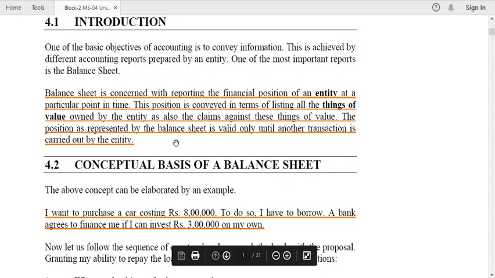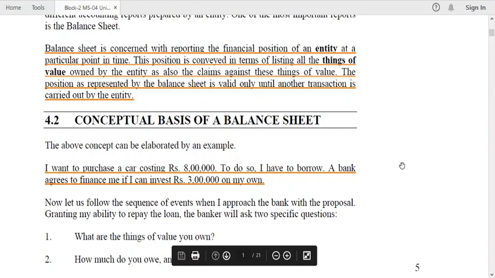Balance sheet is concerned with reporting the financial position of an entity at a particular point in time. This is very important. It gives the picture of the financial position only at that point of time when we are taking the statement. This financial position is conveyed in terms of listing all the things of value owned by the entity and also the claims against these things of value.